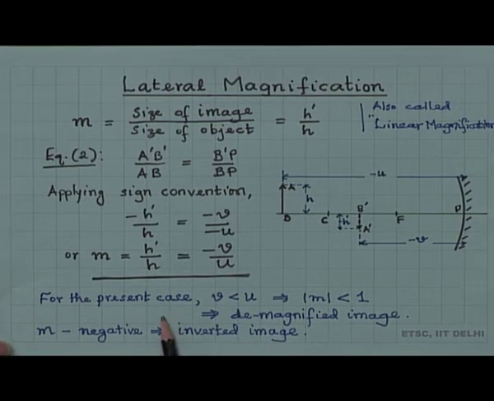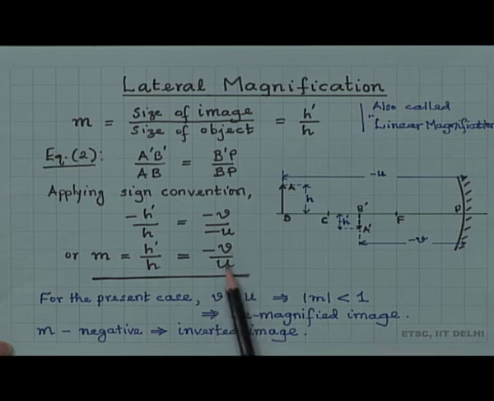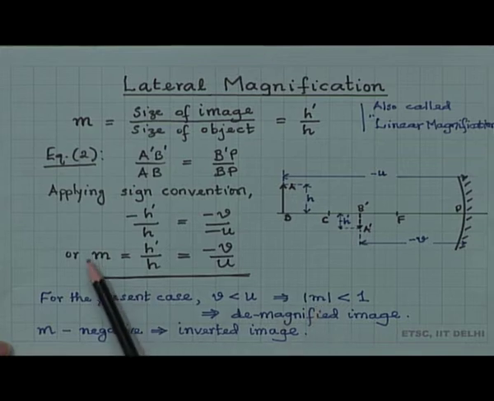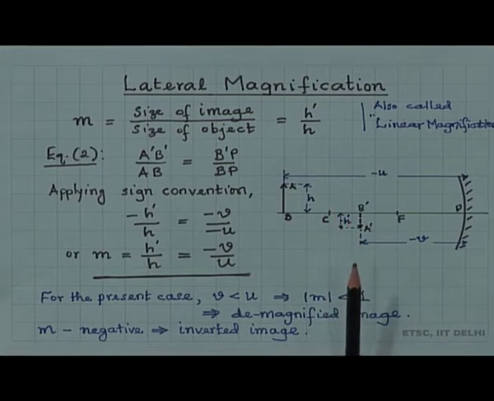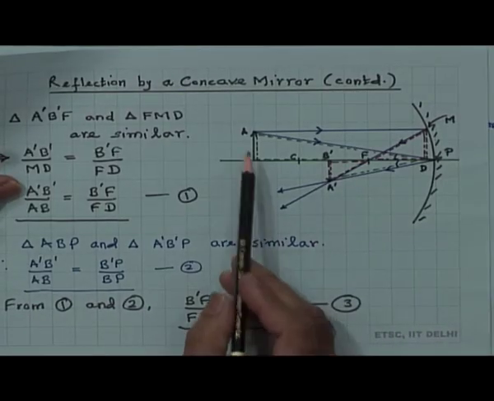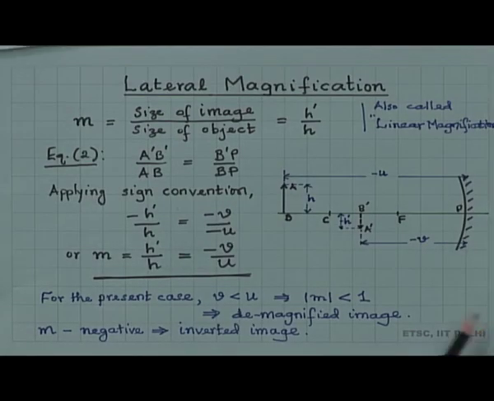Now, for the present case, you can see here that the magnitude of v is smaller than the magnitude of u, and therefore v by u is less than 1. So the magnification, mod m, that is the actual ratio of the sizes, is less than 1, which implies we get a demagnified image. We can see this in the ray diagram we had drawn earlier. This size is larger and the image size is smaller, and mod m is less than 1, which implies it is a demagnified image.